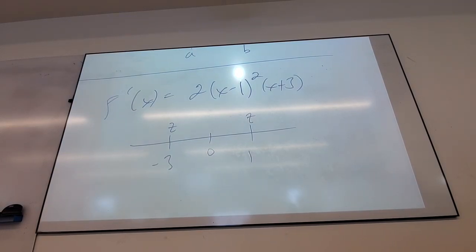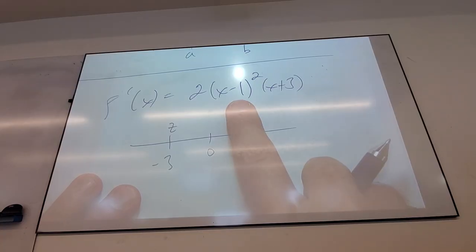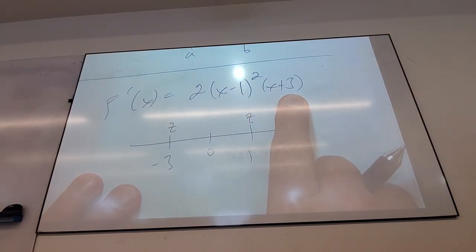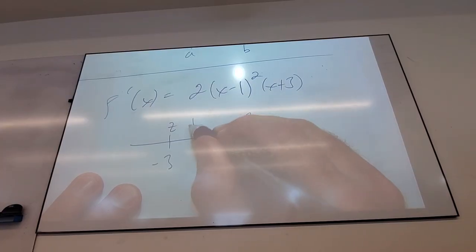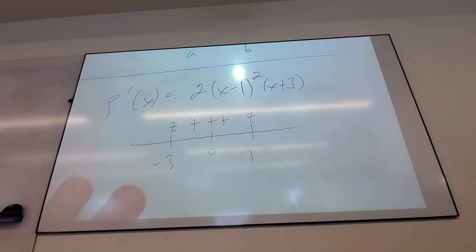But when I'm making a sign diagram, I don't care. I don't need to get so specific. I just need to know, is it going up or down? That's all I want to know right now, right? So when I plug a 0 in, I get positive times positive. Is that cool? Because negative 1 squared is positive, 0 plus 3 is positive. So through this whole area, it's positive. So pretty cool with that.